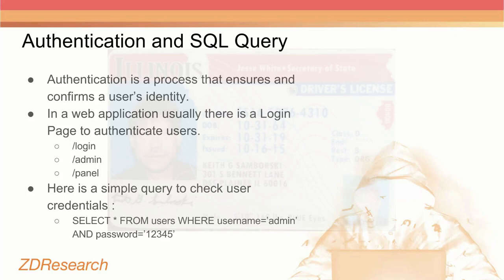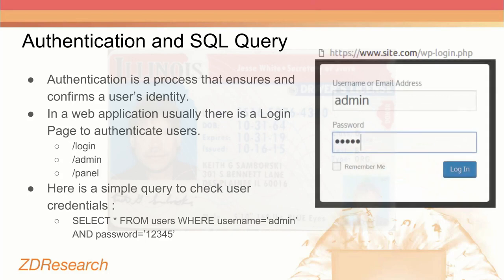And this is the typical query that's used to check the username and password in systems. The important thing is that it only checks whether at least one user with this information exists. It doesn't check how many exist, but as soon as one exists, it works.